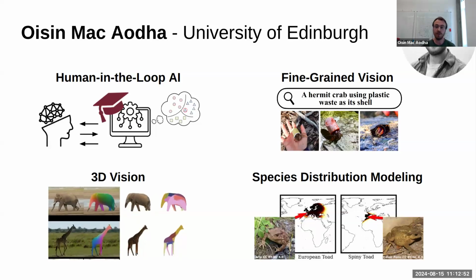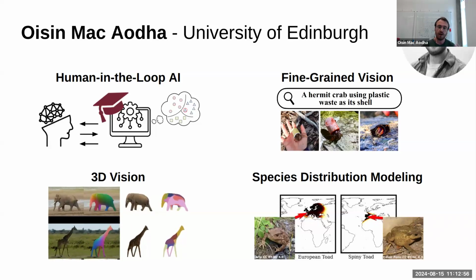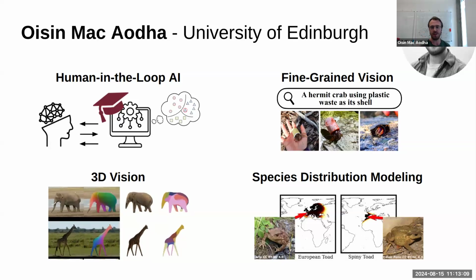I am an associate professor at the University of Edinburgh in the UK. My group primarily works on, let's say, core machine learning and computer vision problems. But we work from that on applications in biodiversity monitoring, and we take inspiration from those problems sometimes and try and adapt them back into the machine learning and computer vision space.